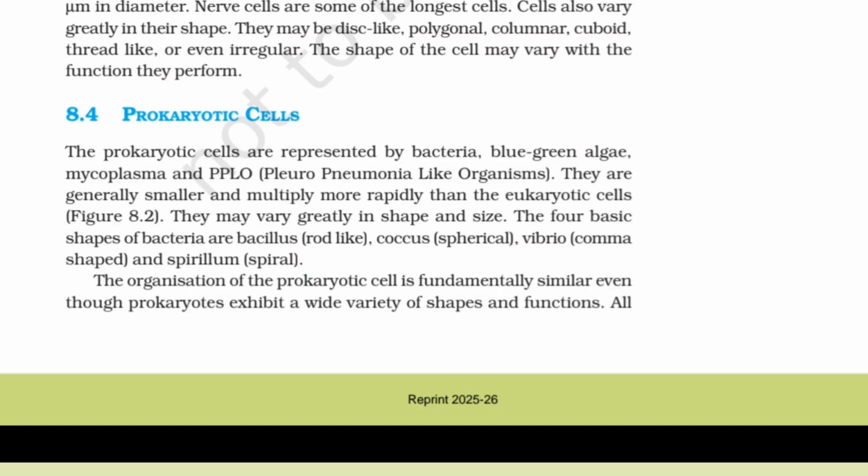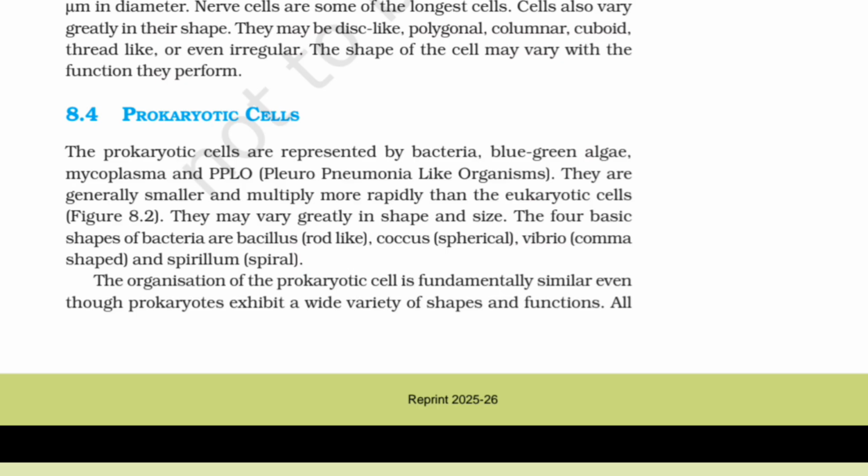Prokaryotic cells. The prokaryotic cells are represented by bacteria, blue-green algae, mycoplasma and PPLO, which means pleuropneumonia-like organisms. They are generally smaller and multiply more rapidly than the eukaryotic cells. They may vary greatly in shape and size. The four basic shapes of bacteria are bacillus, rod-like; coccus, spherical; vibrio, comma-shaped; and spirillum, spiral.